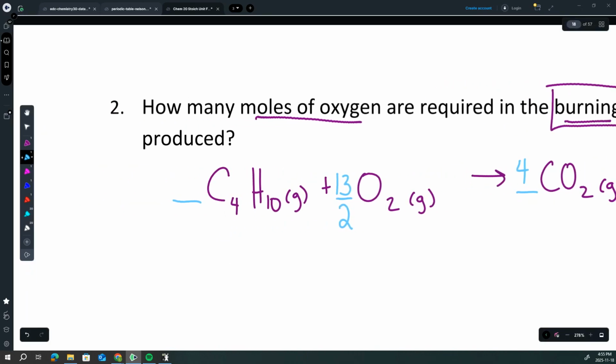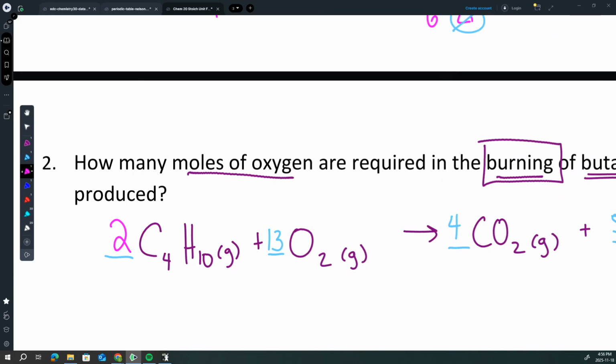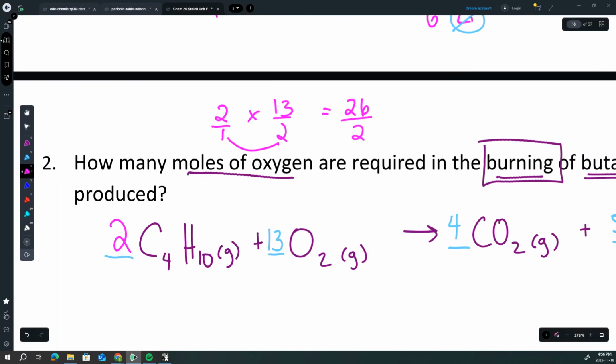If we multiply everything by 2, we're going to get 2 molecules of butane. We're going to get 13 molecules of oxygen. How that's working out is 13 over 2 times 2. Well, you could go 2 times 13, that's equal to 26. With multiplying fractions, you multiply numerator with numerator, denominator with denominator. So that's why I'm getting 26 in the numerator, and then 1 times 2 for the denominator is just 2. 26 divided by 2 is 13.